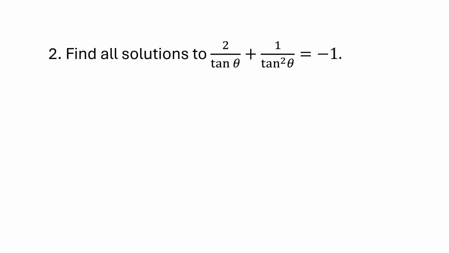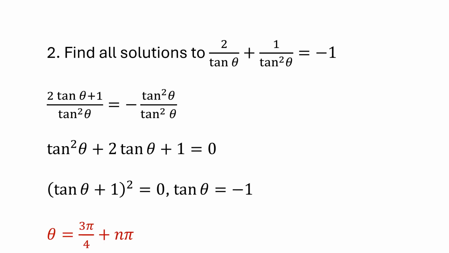Find all solutions of 2 over the tangent theta plus 1 over tangent squared theta equals negative 1. We need a least common denominator. Look at this, I would realize it's tangent squared. So tangent squared would give me a tangent beneath right here behind the 2. So it's 2 tangent theta plus 1 over tangent squared equals a negative 1 times tangent squared over tangent squared, because I want to make everything over the common denominator.